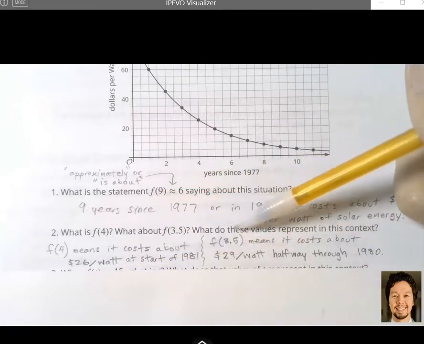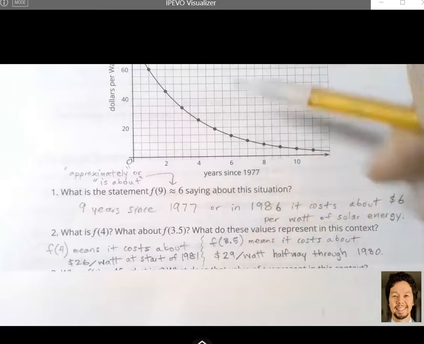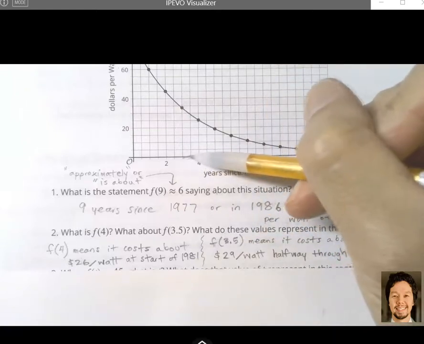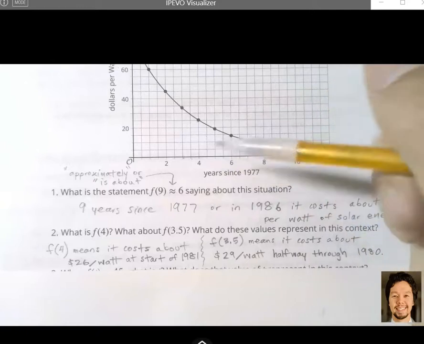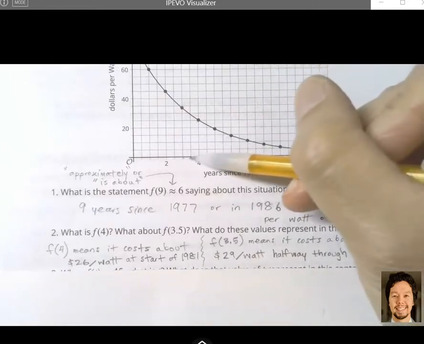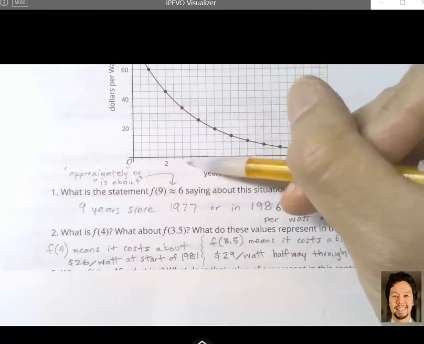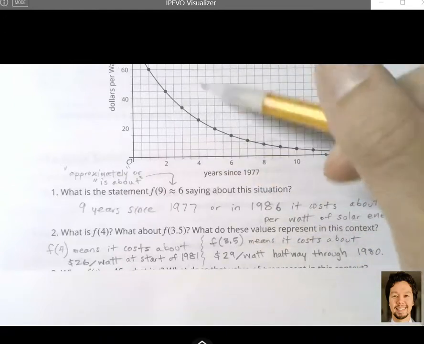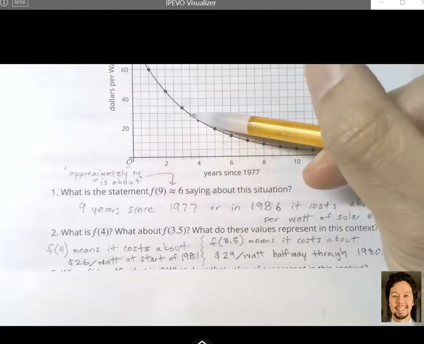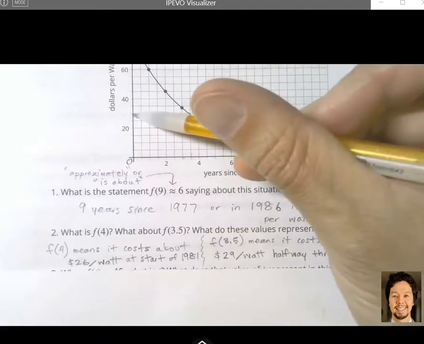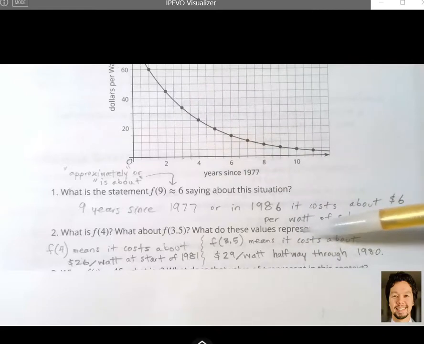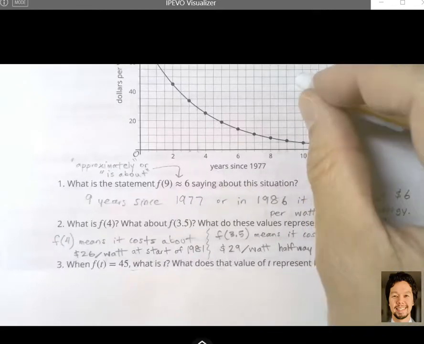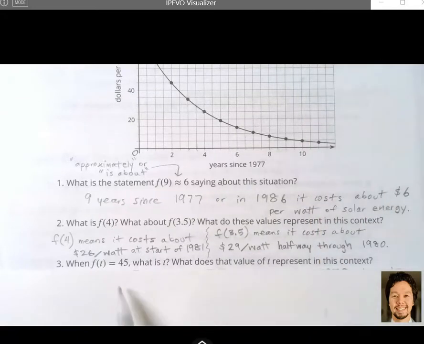Now how about 3.5? F of 3.5, so here's 3 and here's 3.5 years. So we're not going to be exactly at the start of a year, but we'll be 6 months through, or halfway through a year. So f of 3.5 means it costs about $29. We go up to here, this is about 30, so just a little under: $29 per watt halfway through 1980.